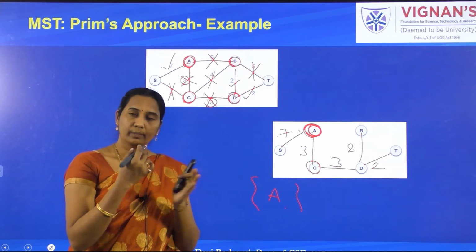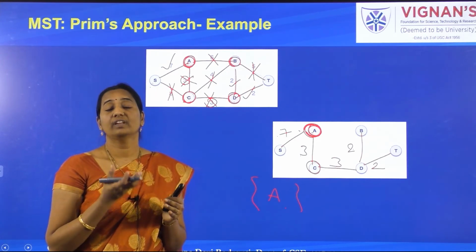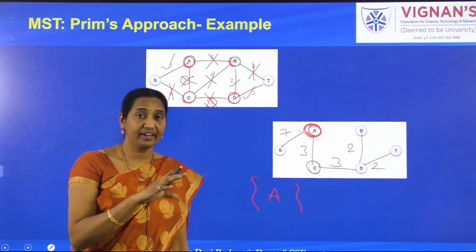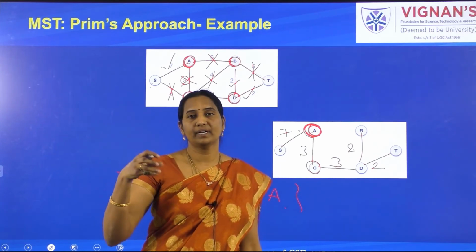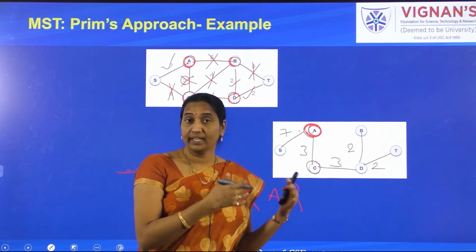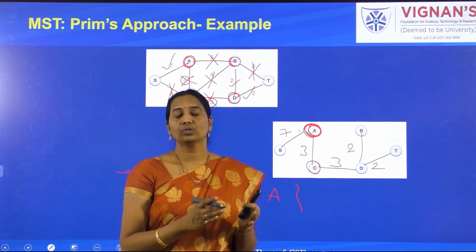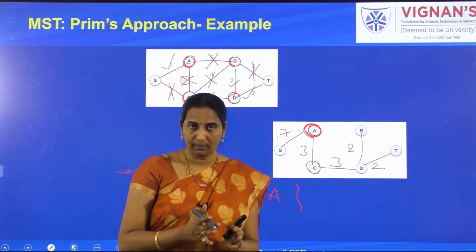Even if you use Prim's algorithm or Kruskal's algorithm, the total weight of the spanning tree will be the same. The only thing is, you might get a different solution in terms of the edges you are using, but the total weight will be the same in either of these approaches. Either use Prim's approach or Kruskal's approach, the total cost of the resultant spanning tree will always be the same.